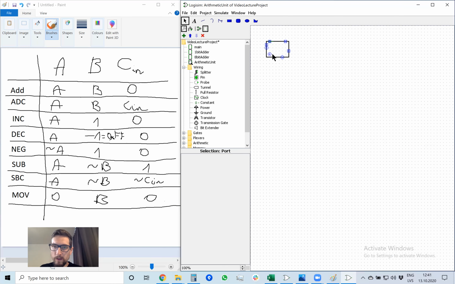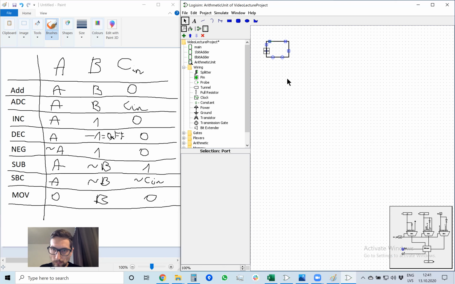This is our V flag. This is our carry flag. It will be on the left side. And this input is operation selection input. So this is operation selection input. And this carry, okay, let's just leave it there. So the text is arithmetic unit.